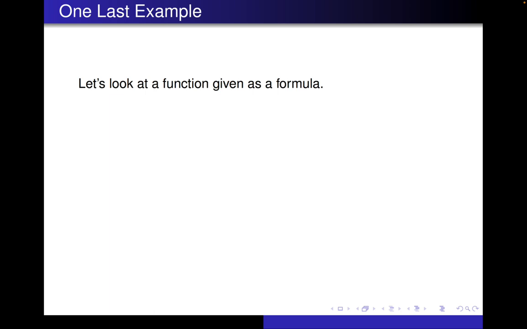All right, so those are examples where we had functions as ordered pairs or tables or things like that. Let's look at a function as a formula and see how we can analyze that one. So this is just our old friend f of x equals x squared, and our domain is the real numbers, and our codomain is also the set of real numbers.